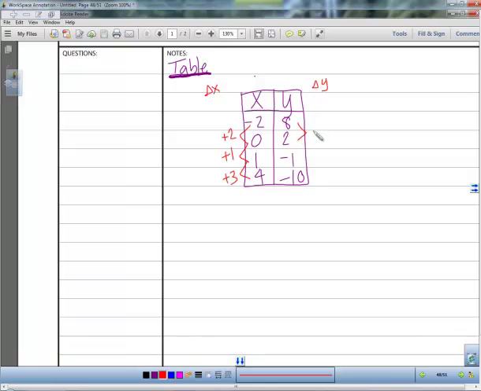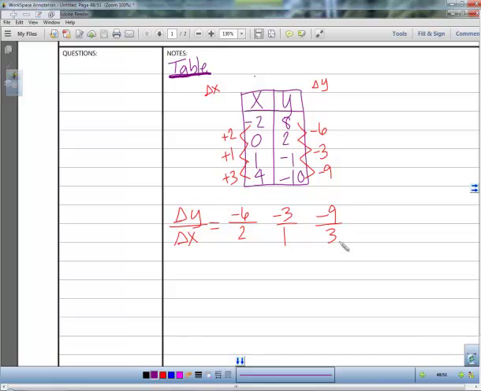So from 8 to 2, I subtract 6. From 2 to -1, I subtract 3. And then from 1 to 0, I subtract 9. So if I set this up as the ratio of change in y over change in x, I have my change in y, my first one is -6, over my change in x, which is a +2. My next ratio is -3 to a +1. And then my last one, change in y, is -9, and my change in x is a +3.